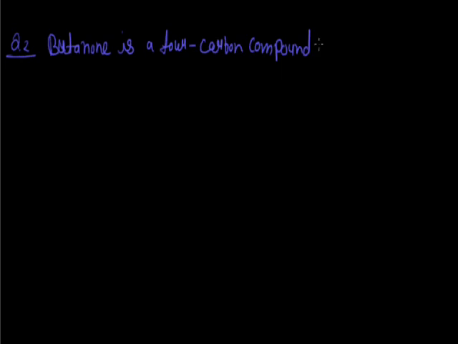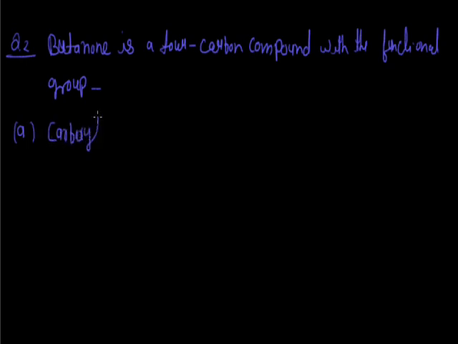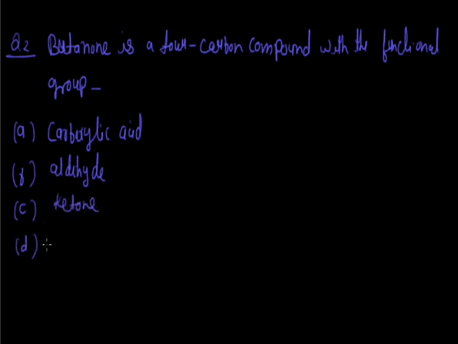Then question number 2. Butanol is a 4 carbon compound with the functional group. Option A is carboxylic acid, option B is aldehyde, option C is ketone and option D is alcohol. Now what is the correct answer?